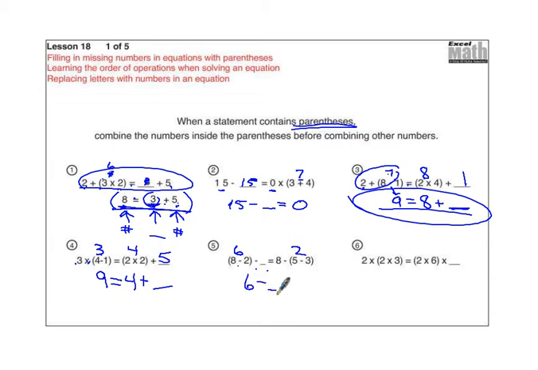So I'm going to write that down here. 6 minus blank. Don't forget your equal sign. Can I combine this 8 minus 2? Yes. What does that equal to? 6. 6 minus something equals 6. 0. The answer is 0.